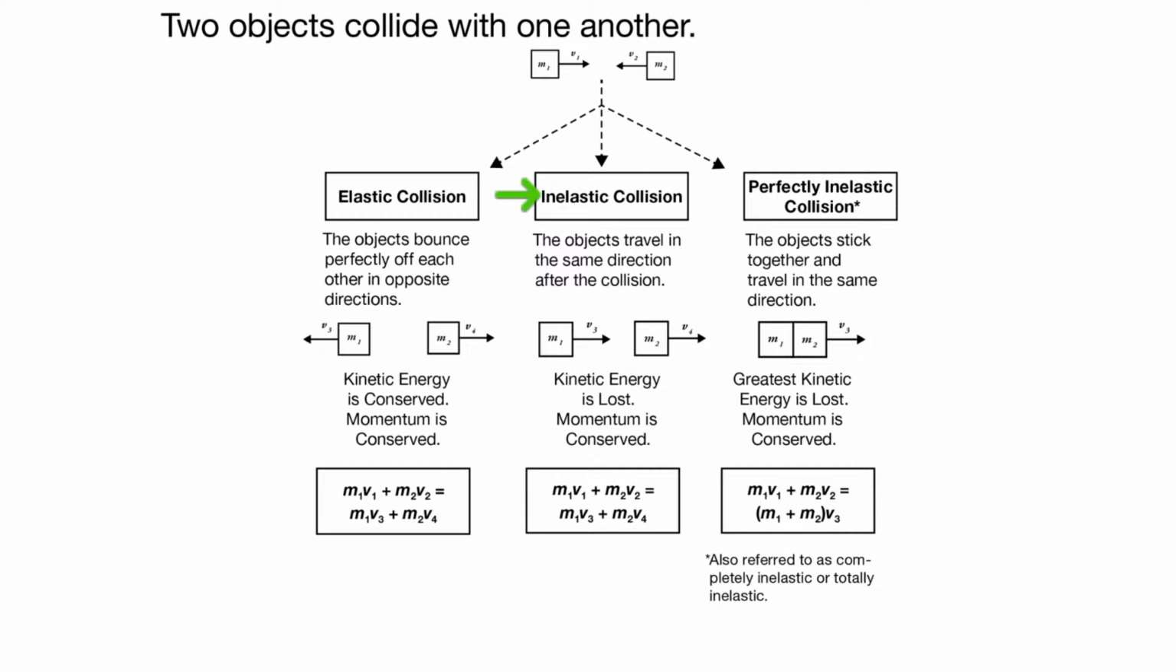A different kind of collision is an inelastic collision. You break up that word, inelastic, and what it's telling you is it's not elastic, right? So you don't have that sort of perfect rebound that you had before. Here momentum is still conserved, but kinetic energy is not conserved. So some kinetic energy will be lost.